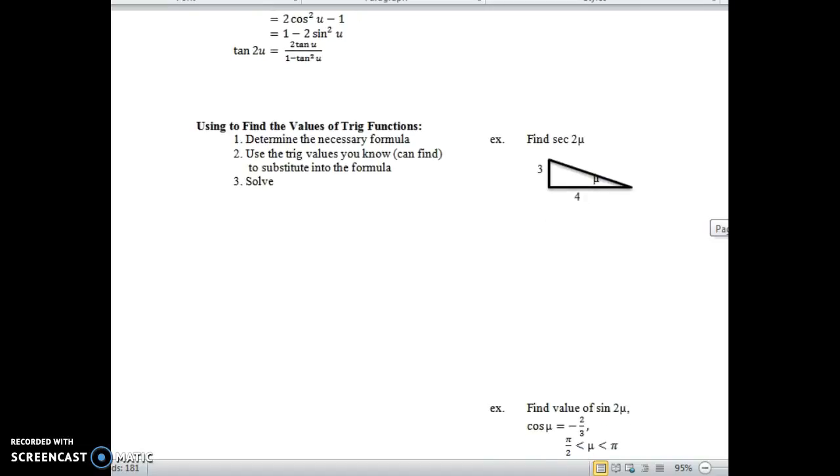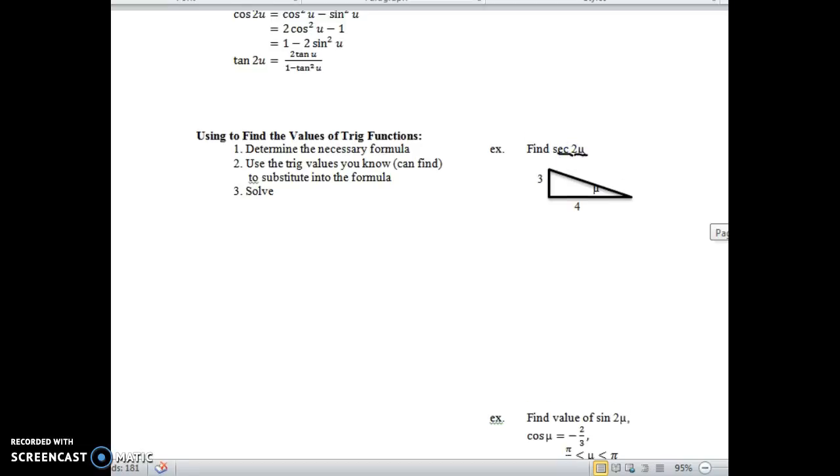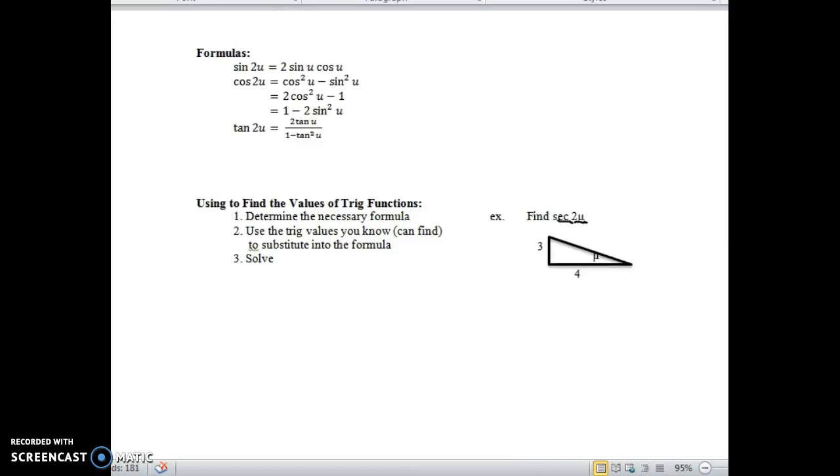So the first thing we have is, one thing that we can do with these formulas is find the value of the trig functions. So, for example, find the value of the secant of 2u. First, we're going to determine the necessary formula. If I'm doing secant, that goes with cosine. So I'm first going to find the cosine and then do the inverse. So I've determined I need to use cosine.